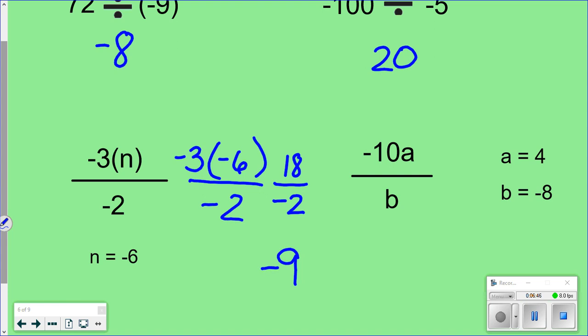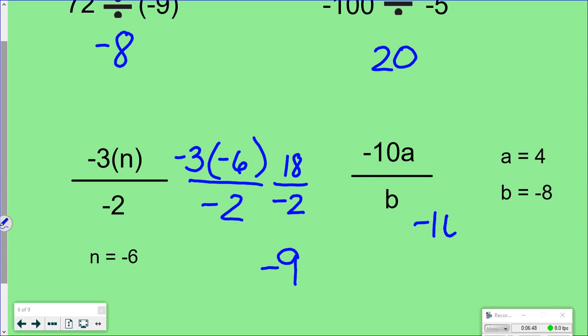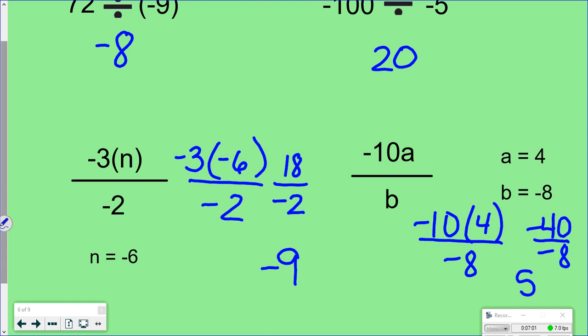Over here, I'm going to do the same thing. I'm going to write in what I'm substituting. Okay, I'm going to do the top first. Negative 10 times 4 would be negative 40 divided by negative 8. 40 divided by 8, just do the math. It'd be 5. And it's going to be a positive 5 because 2 negatives make that positive.